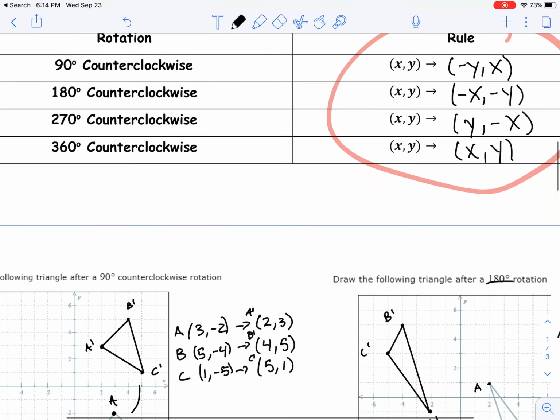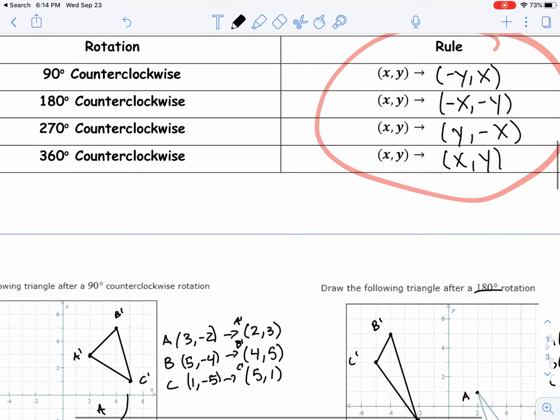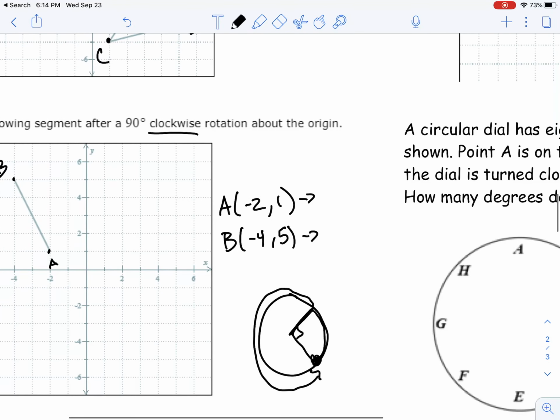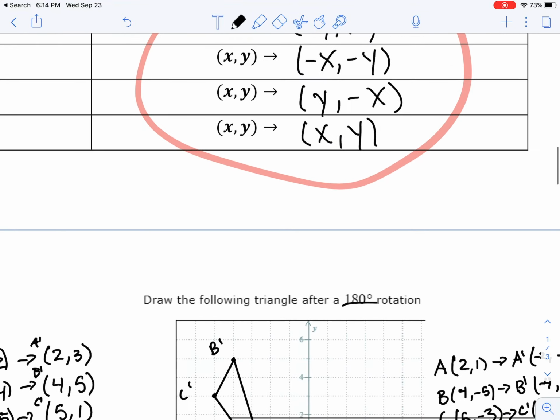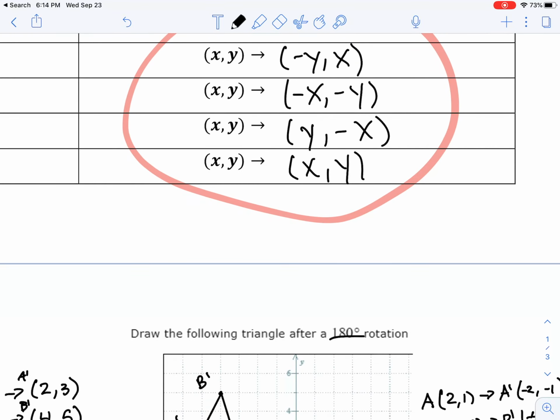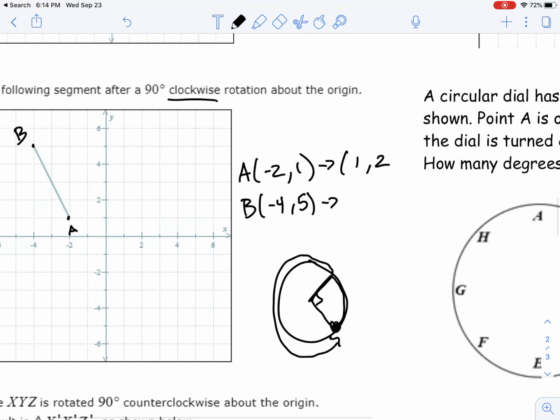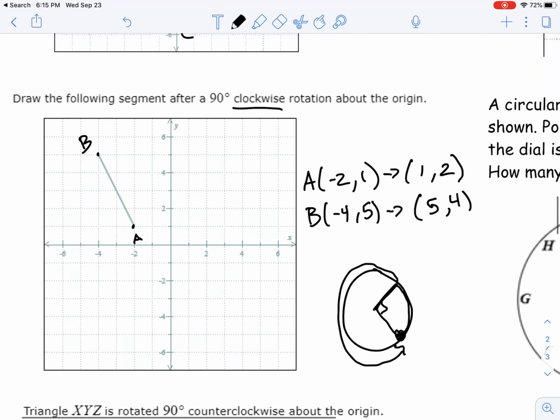So y comma negative x is what we're looking at here. We're switching our x and our y around, and then we're making the x a negative or opposite. So again, switching them around, and then making our, which one was it? Our x goes to the back and becomes the opposite. Well, on this one, our x was negative, so it's just going to stay positive then. On this one, the 4 is going to the back and becoming positive. The 5 is going to the front, and it's not changing.